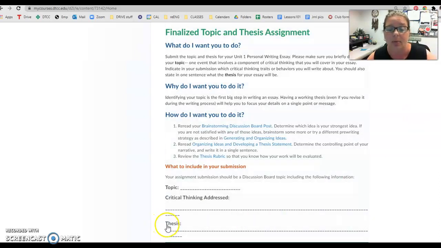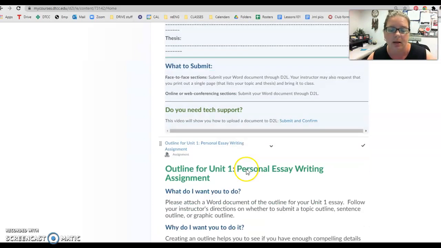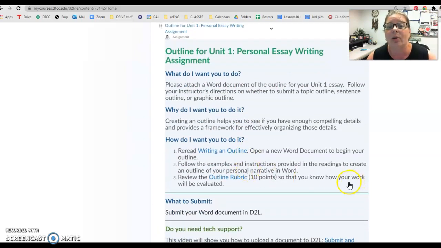And then you're going to come up with an actual thesis statement. Like I just said, it's like the umbrella for your story. You're telling your audience what the essay is going to be about. Then your next assignment is an outline. We're asking you to take the thesis, take the topic, take all of your brainstormed ideas and critical thinking characteristics that you want to use and start to put it into some kind of order so that it makes sense.